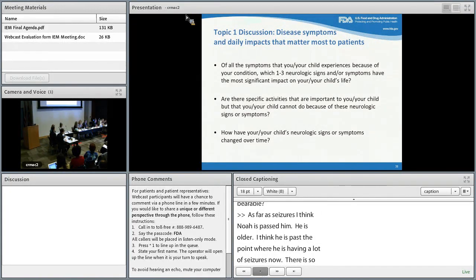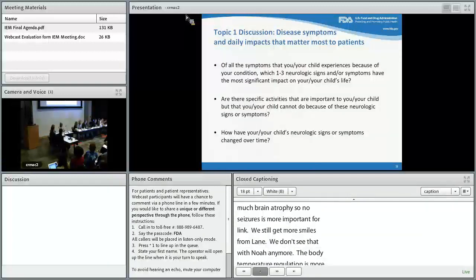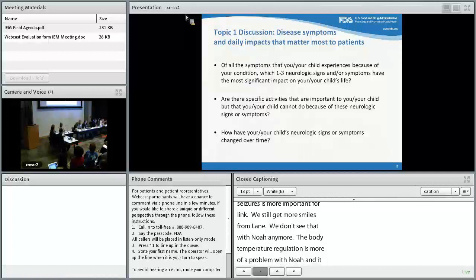We still get more smiles from Lane. We don't see that with Noah anymore. The body temperature regulation is more of a problem with Noah than it is with Lane. Bowel and bladder is with both of them, and they both continue to. Noah more so has more myoclonus than Lane, but she's traveling down that path as well. And secretion, saliva management is also something that they're dealing with now.